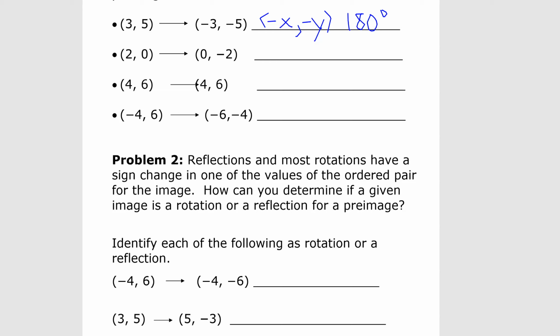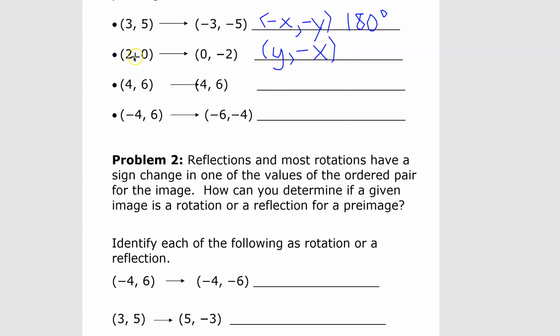Now let's take a look at the second one. You have the original point of 2, 0. Its image is 0, -2. Notice how that would be the rule y, -x.